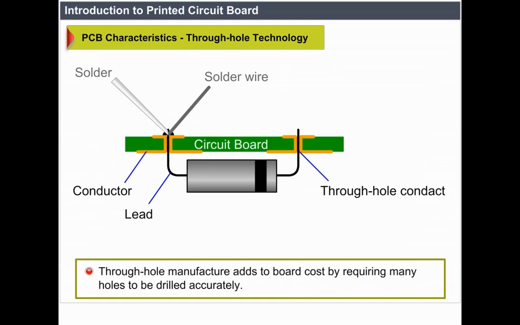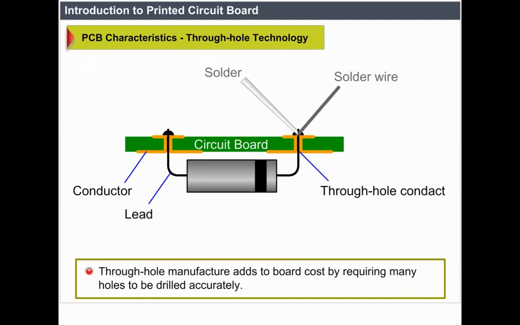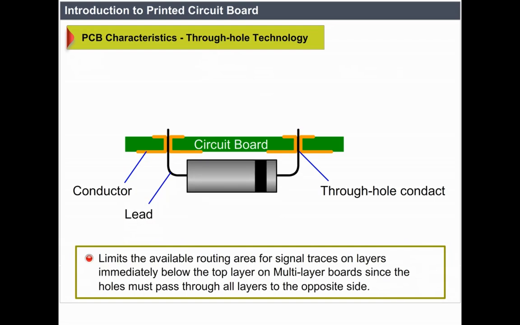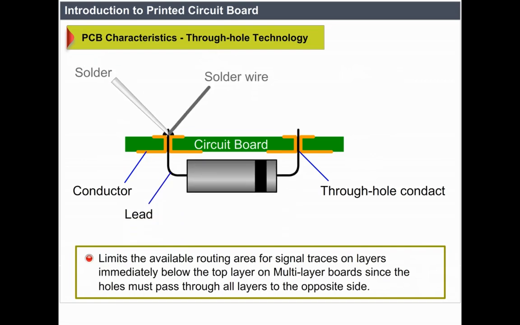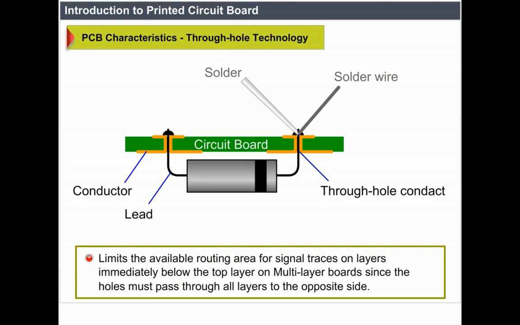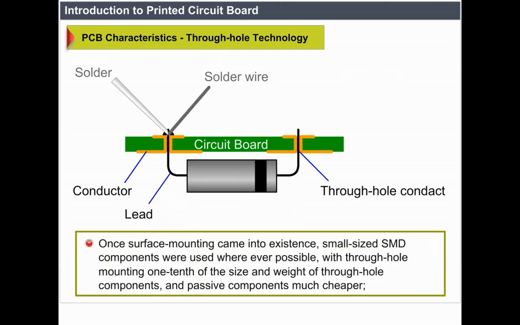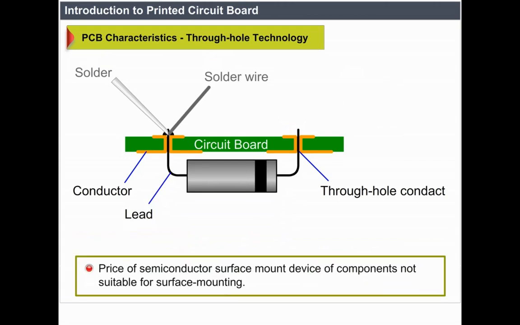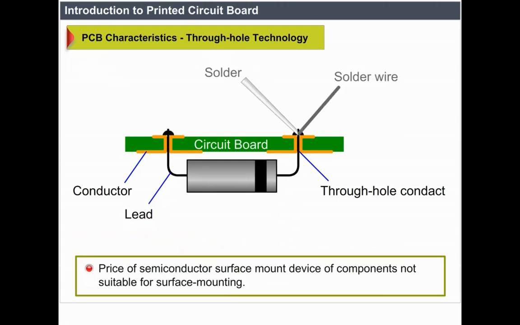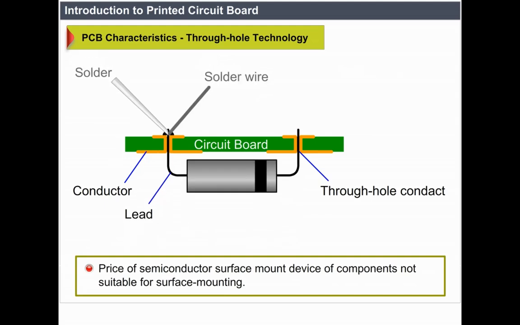Through-hole manufacture adds to board cost by requiring many holes to be drilled accurately. It also limits the available routing area for signal traces on layers immediately below the top layer on multi-layer boards, since the holes must pass through all layers to the opposite side. Once surface mounting came into use, small size SMD components were used where possible, with through-hole mounting kept for components not suitable for surface mounting. SMD components are about 1/10 of the size and weight of through-hole components, and passive components are much cheaper.